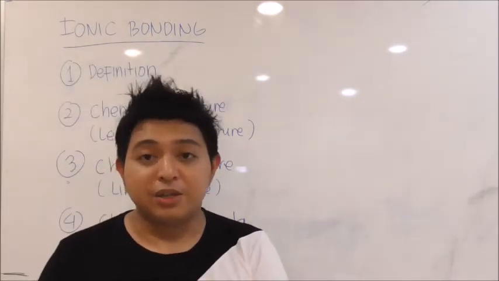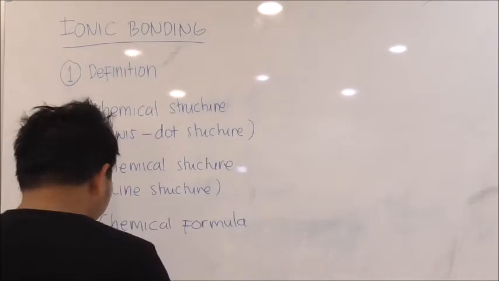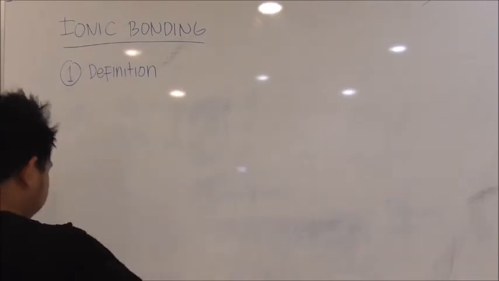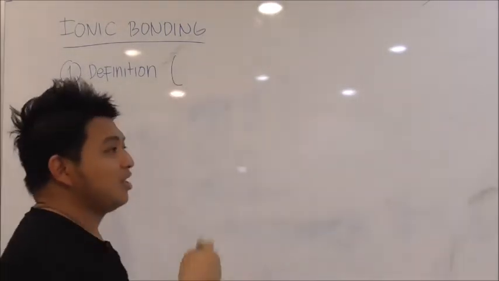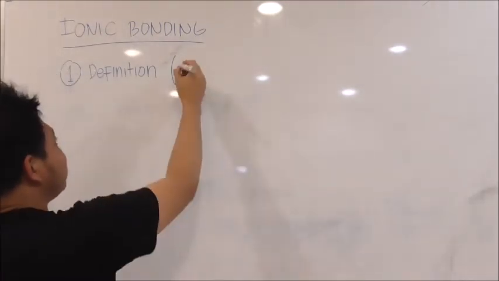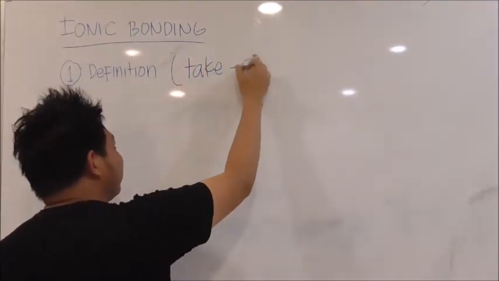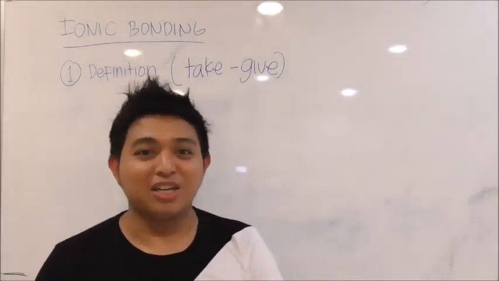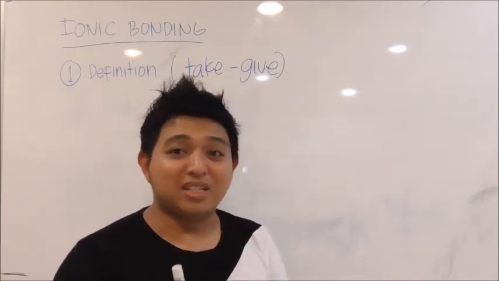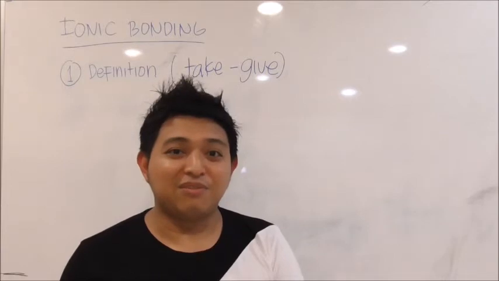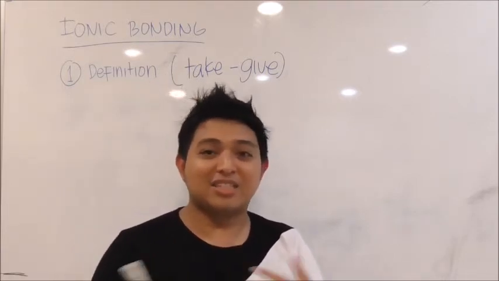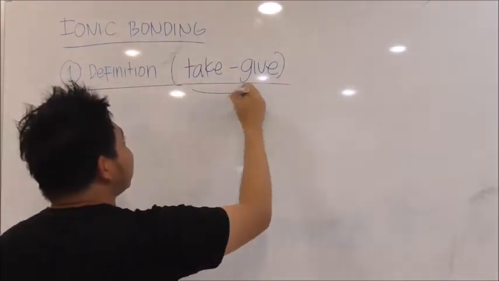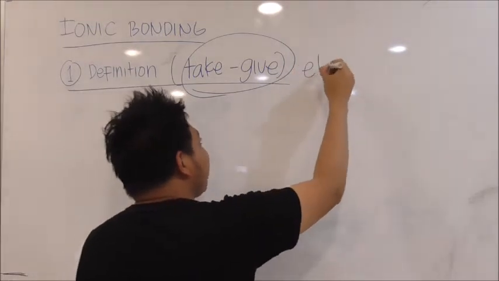Okay, the first one is definition. The definition of ionic bonding is so easy. Ionic bonding has a keyword: you take electrons and then you give electrons. For example, I take somebody's cookies and then I give my cookies to somebody else. So there is a take and give. There is an interaction between the 2 elements. Definition again: take and give electrons.